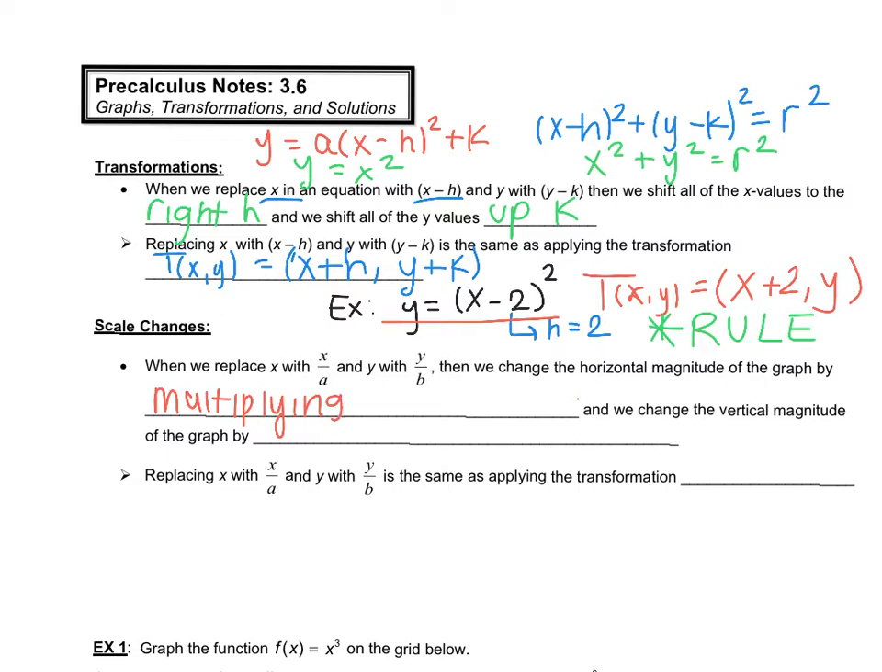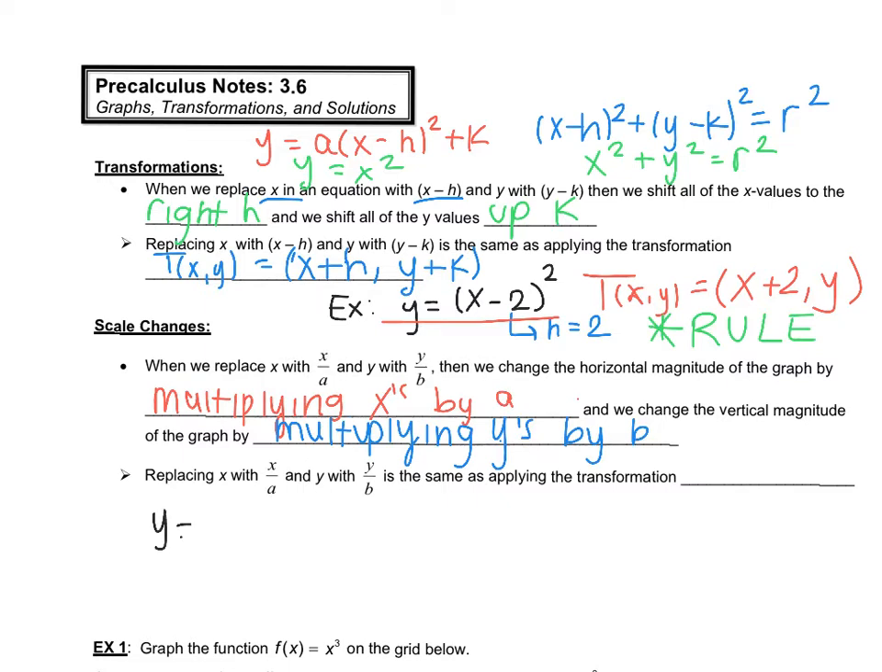Multiplying x's by a, and then we change the vertical magnitude of the graph because y's would be multiplied by b, multiplying y's by b. So before I get to transformation notation, let me break this down with the equation of a parabola because you're probably angry right now at the fact that it's opposite.